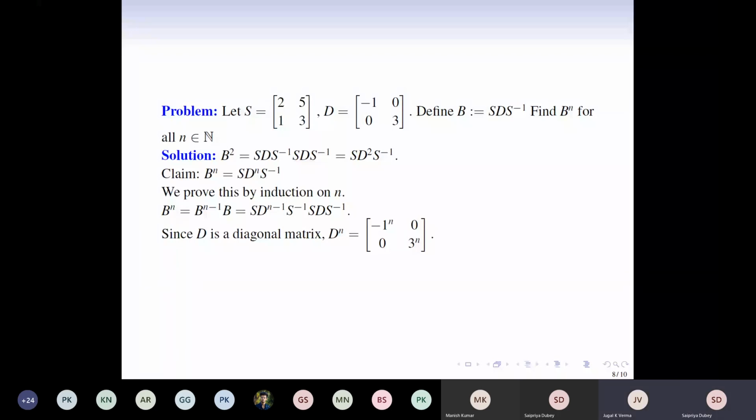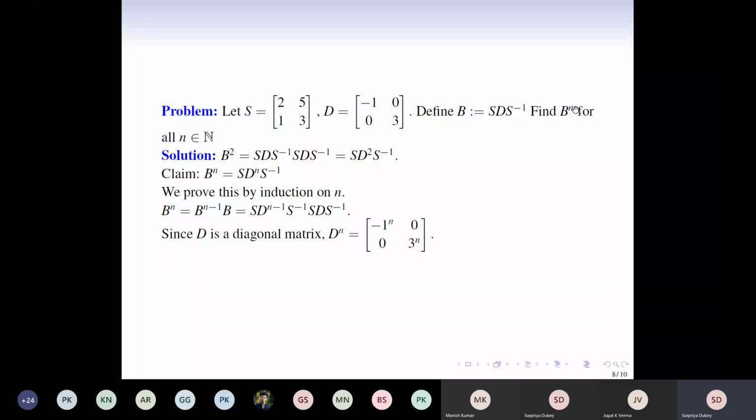So D is the diagonal matrix, and we have D to the n to be this. Once we get D to the n, we have S and we have S inverse. So now it is easy to compute. Just find out S inverse and compute with S.